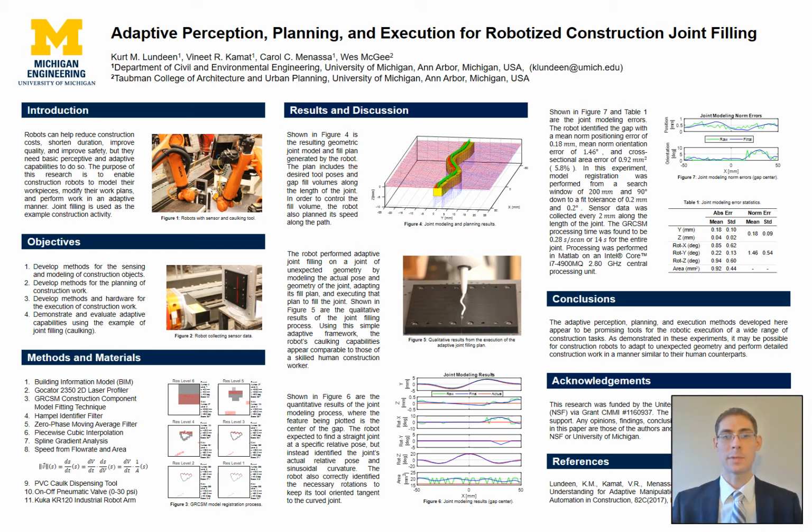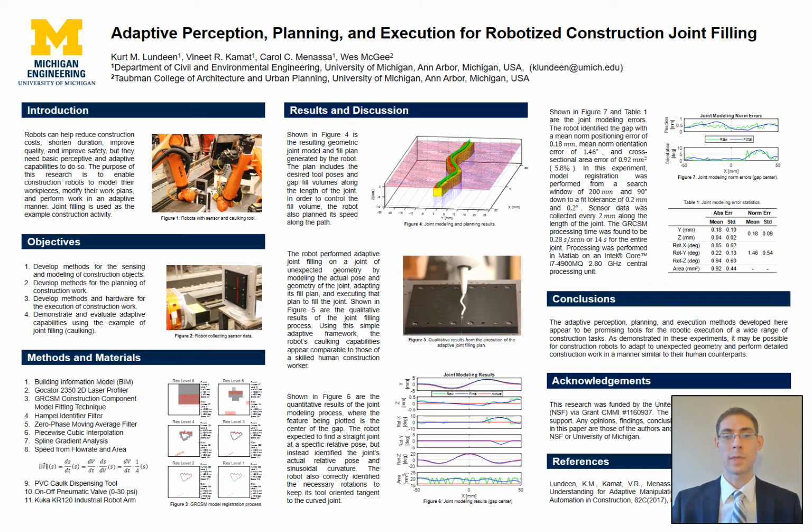Hi, my name is Kurt Lundeen, and the topic of my research is adaptive perception, planning, and execution for robotized construction joint filling. A construction robot's need for mobility and loose construction tolerances produce large spatial uncertainties between a construction robot and its workpieces. The goal of this research is to provide construction robots with the ability to overcome such spatial uncertainties so they can perform detailed construction work.